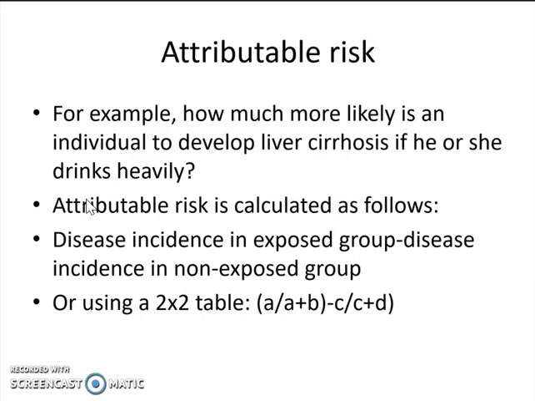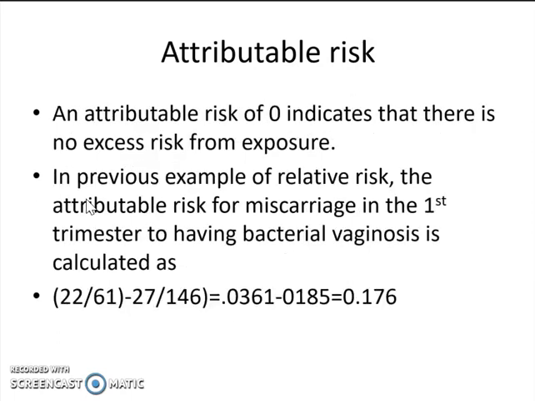Disease incidence in exposed group minus disease incidence in non-exposed group. So in our 2x2 table, that is A over A plus B minus C over C plus D. An AR of 0 indicates that there is no excessive risk from exposure.